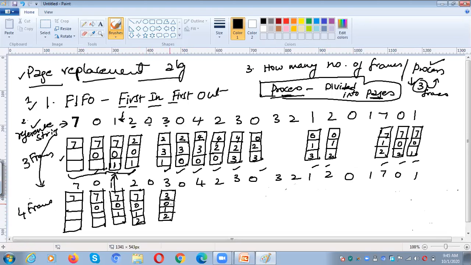So I need to replace the 7. And then 0 is available in the main memory, so we need not run the page replacement algorithm. Now 4 is not available in the main memory. Which frame do I need to replace? 0. I need to replace the 0, remaining as it is. Okay, and then 2 is also available in the main memory, 3 is also available in the main memory, and then 0 is not available in the main memory. So which frame do I need to replace? 1. With the 0 I need to replace the 1.